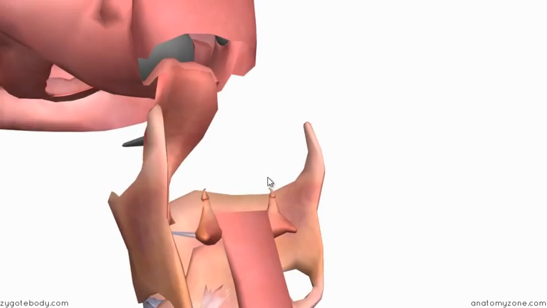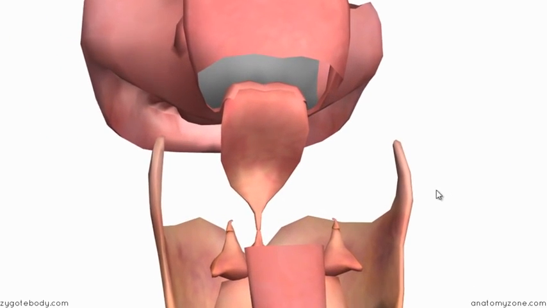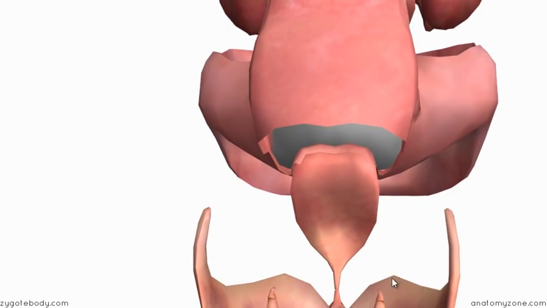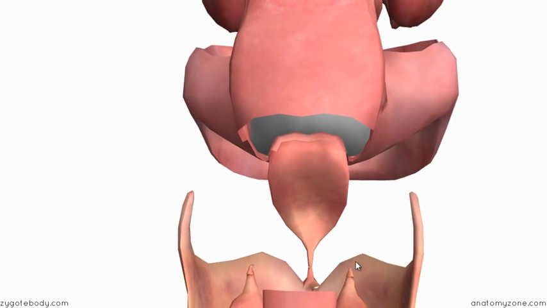So the final pair of cartilages which I haven't mentioned yet is the cuneiform cartilages, and they're not shown on this model because they're actually suspended in the quadrangular membrane. So they can't be visualized in this model, but they sit a little bit anteriorly to the corniculate cartilages, suspended in a membrane, and I'll show you them in the next tutorial.